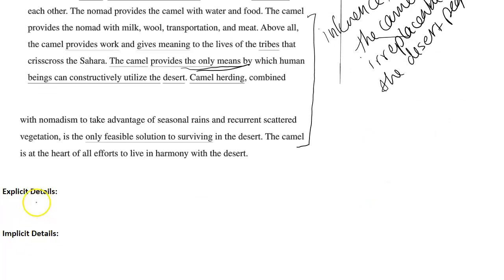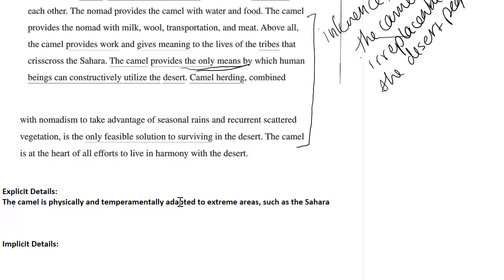In order to make inferences, remember we need to rely on the actual evidence-based details that took place in the passage. So the camel is physically and temperamentally adapted to extreme areas such as the Sahara. The nomad and the camel are dependent on one another to survive.